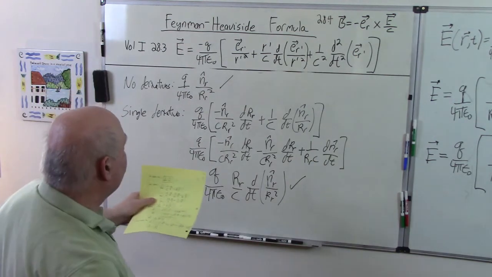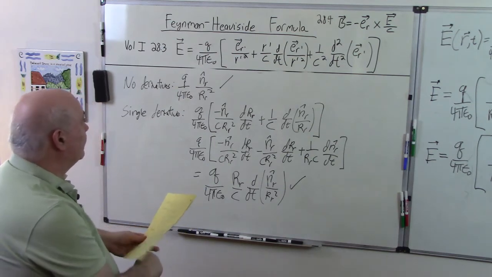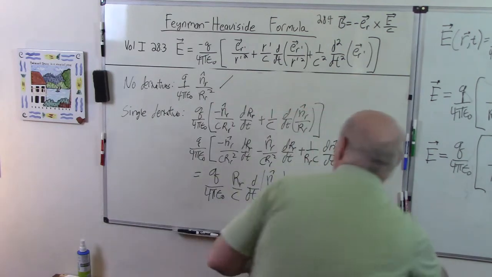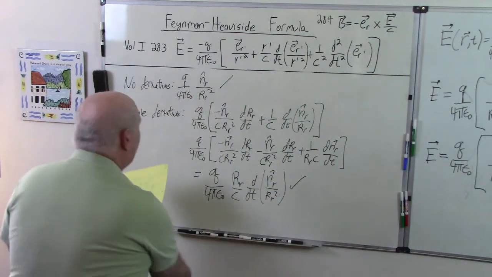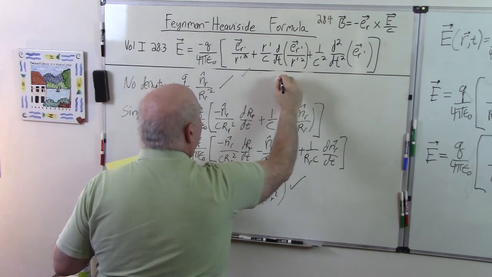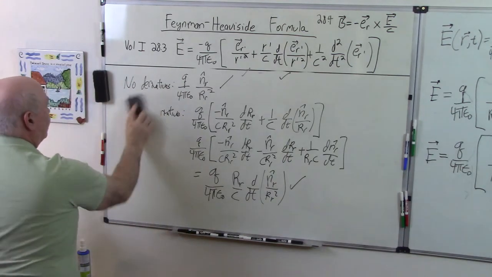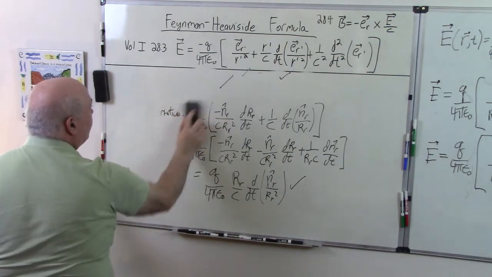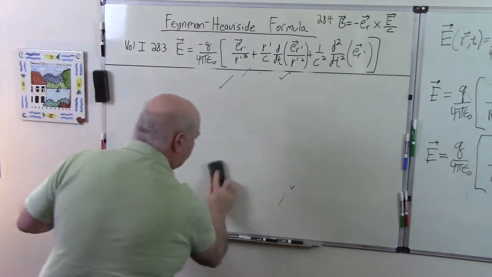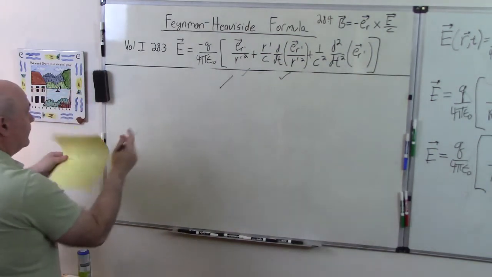So we have verified that for no derivatives and single derivatives, the two formulas are the same. So we got this term, check, and this term, check. Now here's where the cancellations come. So let's do the mixed derivatives.